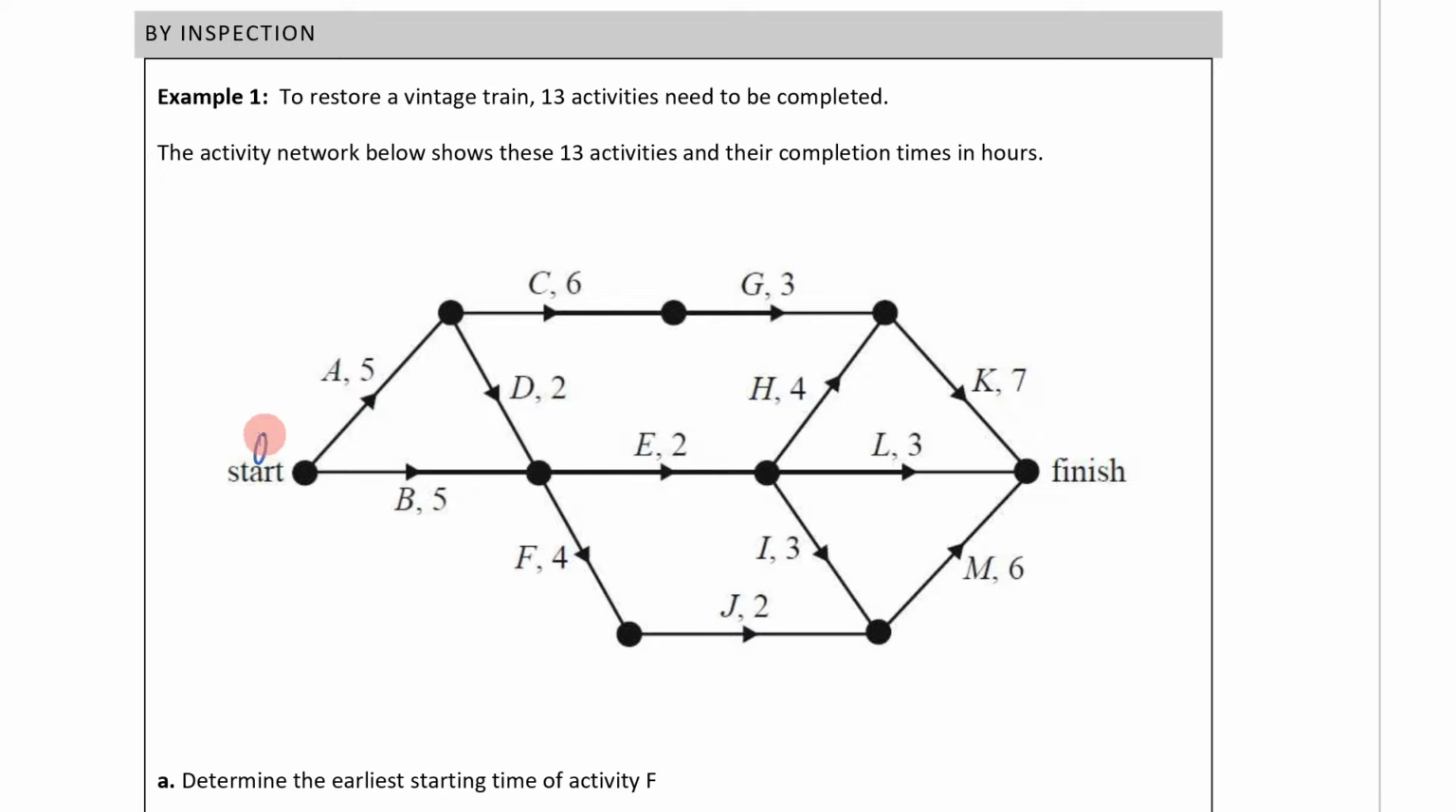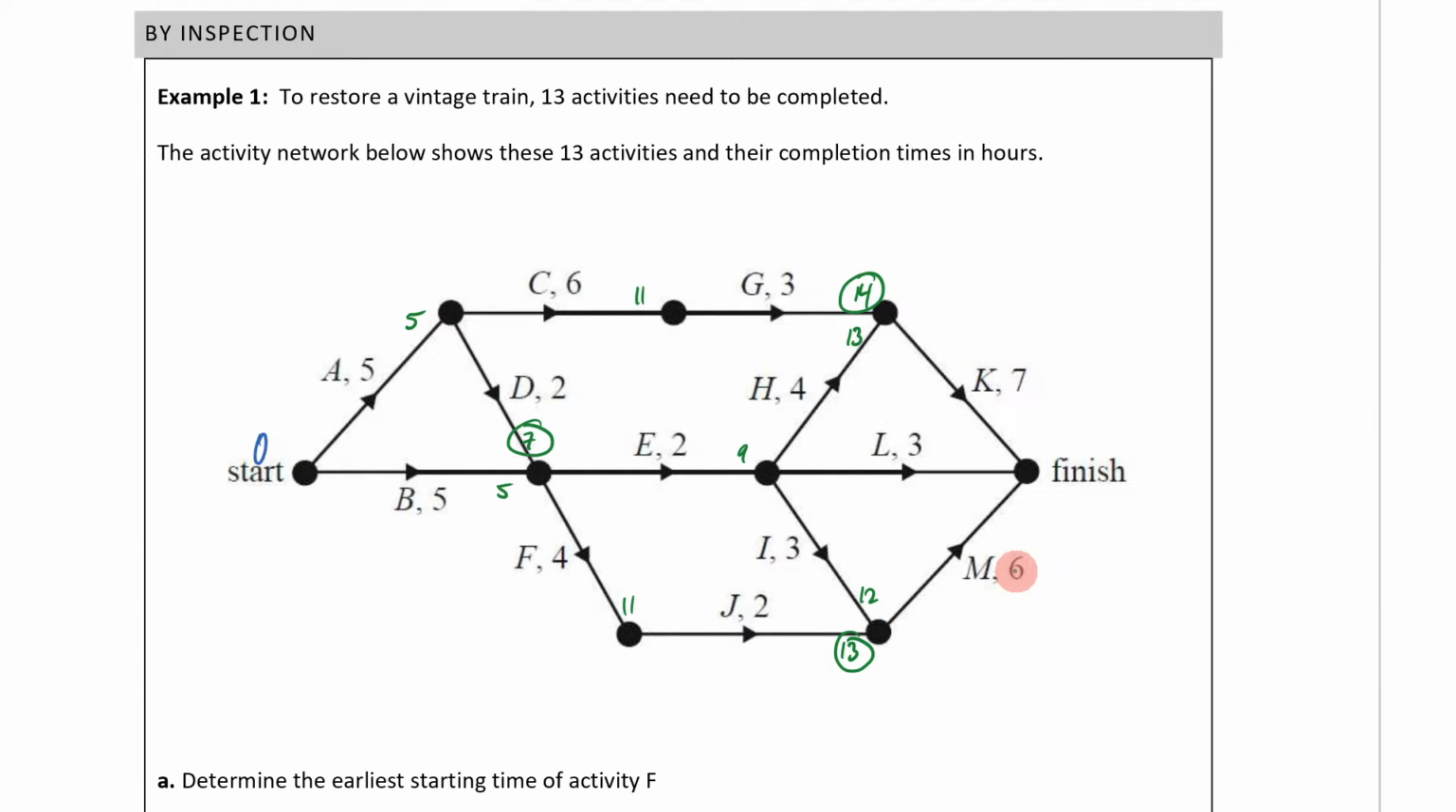We start at time 0 and scan forwards. So I'm going to go 5, 5, 7. 7 is my bigger number. 5 plus 6 is 11. 11 plus 3 is 14. 7 plus 2 is 9. 9 plus 4 is 13. 14 is my bigger number. 7 plus 4 is 11. 11 plus 2 is 13. 9 plus 3 is 12. 13 is my bigger number.